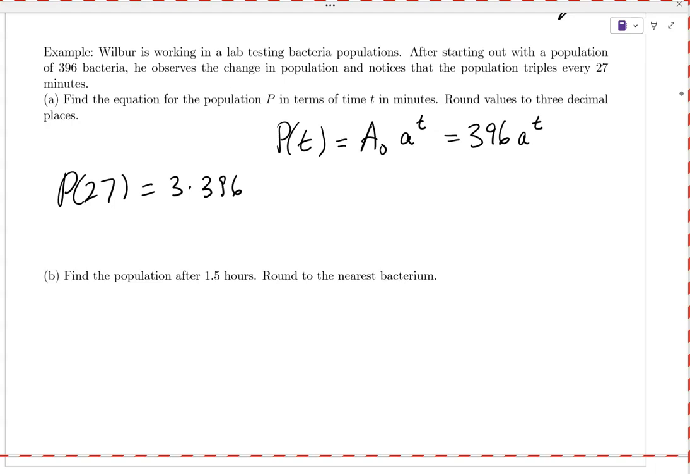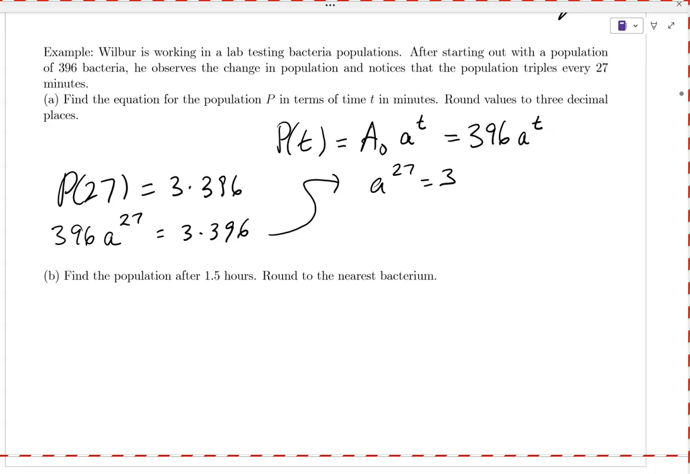Okay. When we plug in 27, we get 3 times 396. I don't know the base yet, so a to the 27th. I'm not going to simplify it. I'll just leave it as 3 times 396. I need to get a by itself. What would you do first? Divide by the 396. So you get a to the 27th equals 3. Yep. Now I need to undo a 27th power.